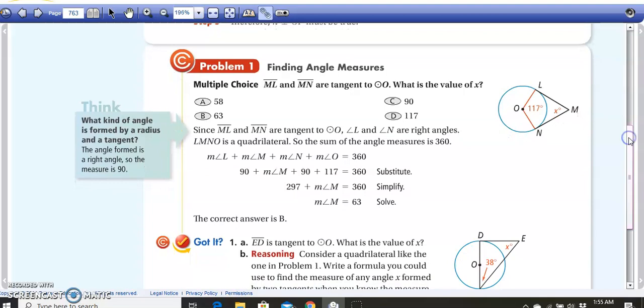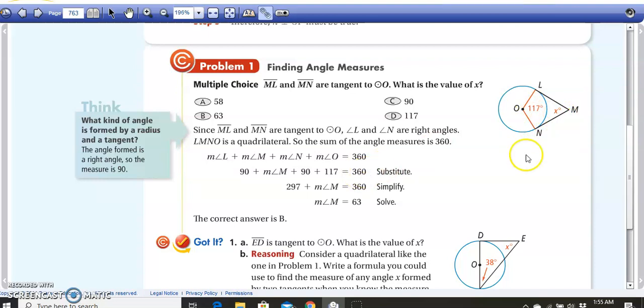In this relation that we have, for example, the first one: the line ML and MN are tangents. That means this angle in this place is 90 degrees and this one is 90 degrees. What is the value of x in this equation? Now, remember the sum of the angles of a quadrilateral is 360. That means we may do 117 plus 90 plus 90 plus x is equal to 360.